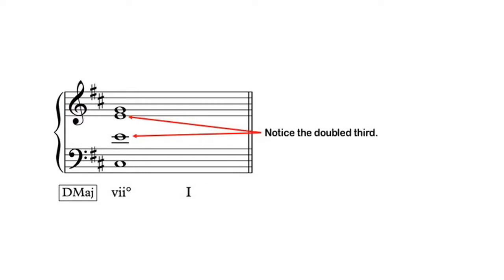Typically when we part write these things, we're going to double the third of the chord, and this goes back to the very old part writing rules about not doubling tendency tones, and the interval between the root and the 5th of the chord creates 2 tendency tones. That is, it's a tritone, and so therefore we're not going to double either one of those because both those tones have to resolve a specific way.